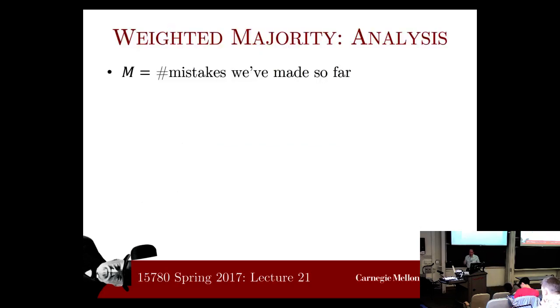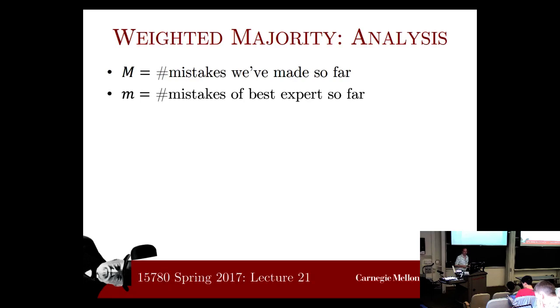Okay, so let's analyze this algorithm. Like I said, I think this is a very simple and really beautiful analysis. So let's denote by capital M the total number of mistakes that we've made so far, let's say over T rounds. And small m is going to be the total number of mistakes of the best expert so far. So this is what we're trying to compete with, and what we want to say is capital M is not too far from small m. Now, capital W is going to be the total weight in the system, which starts at n and goes down when experts make mistakes.